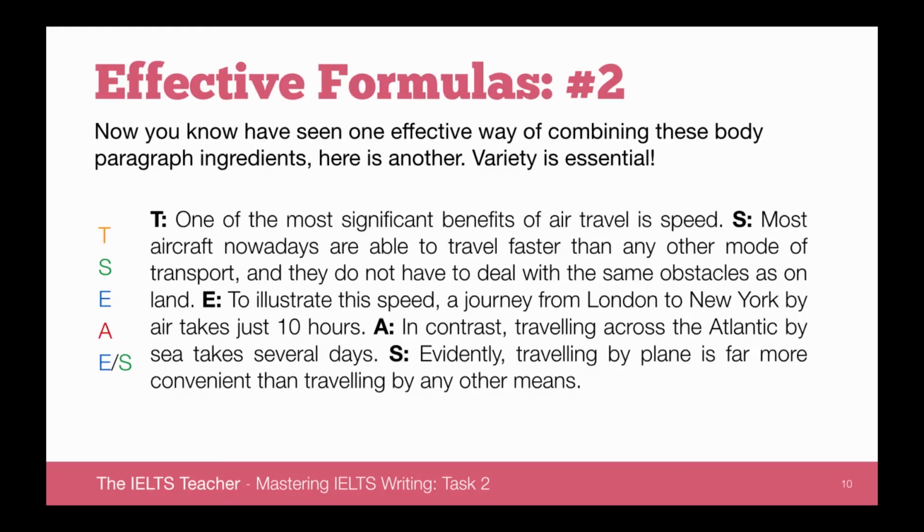Now the alternative is where we look at the opposite or the contrast to further support our point. How can we show how fast air travel is? Well, we can contrast it with a slower form of transport like boat. So, in contrast, traveling across the Atlantic by sea takes several days. So, very clear contrast. And support that a little bit more, maybe a result. Evidently, traveling by plane is far more convenient than traveling by any other means.